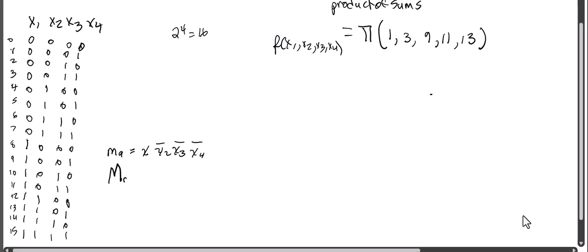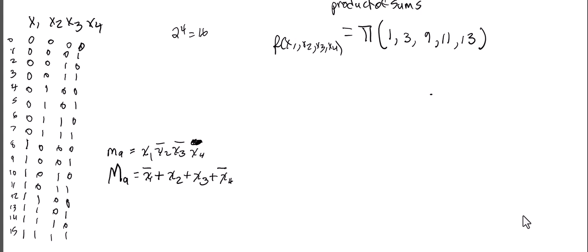Max term 9 will be the opposite. It'll have x1 complemented plus x2 not complemented plus x3 not complemented plus x4, oops, this one was not supposed to be complemented, x4 complemented.